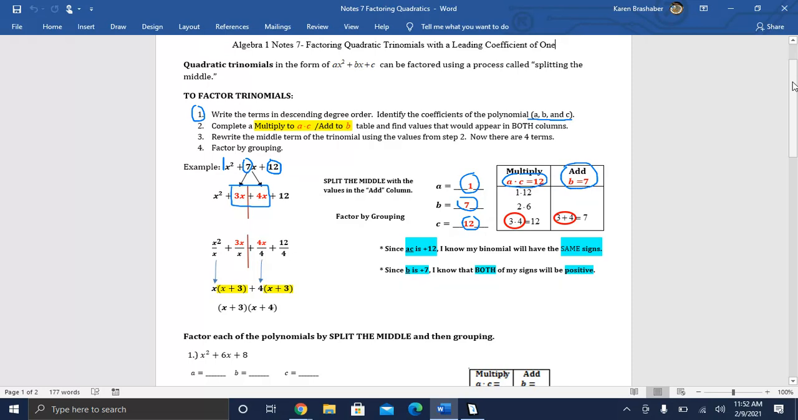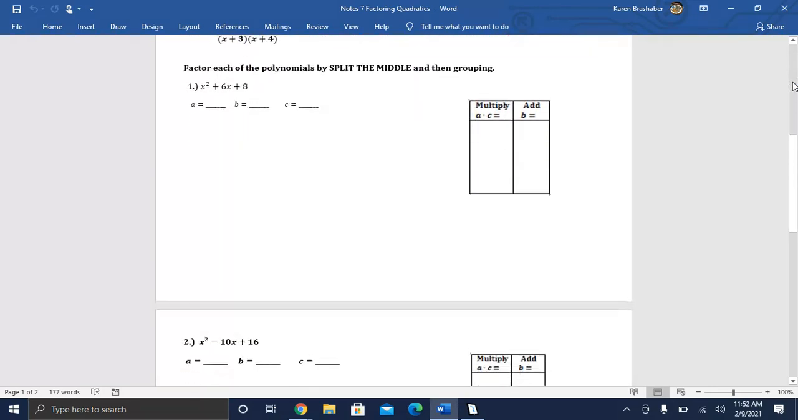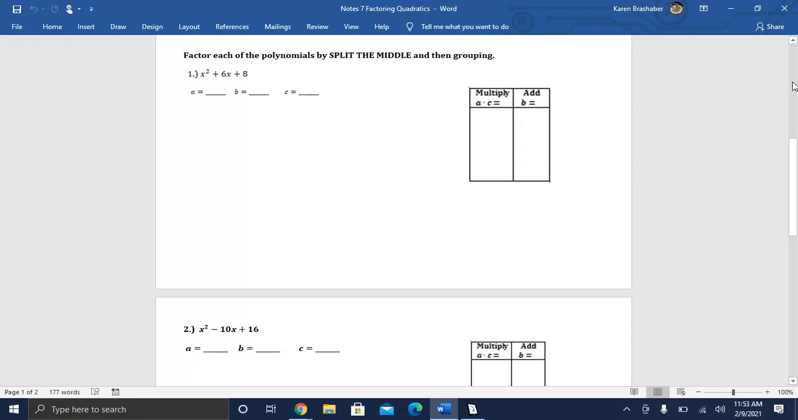So I'm going to work through this process with you. We have some examples that will show various things that come up, what you do with your signs and things like that. So our first problem is x squared plus 6x plus 8.